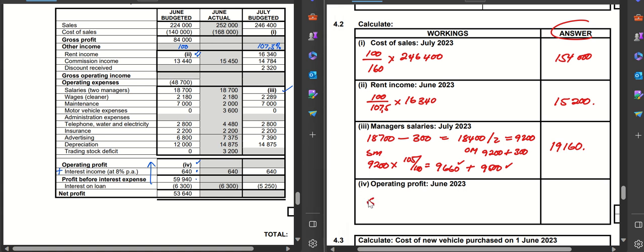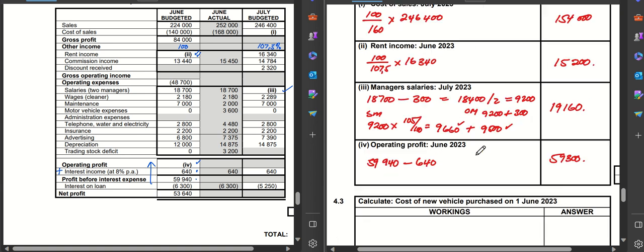So you would say 59,940, then you say minus 640. That will give you 59,300. That becomes your operating profit.